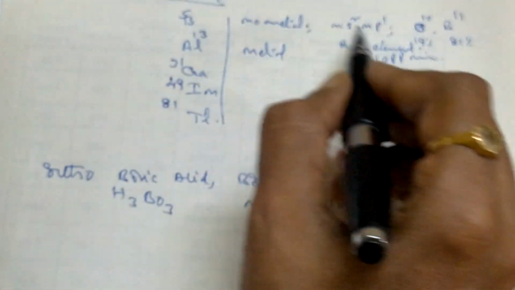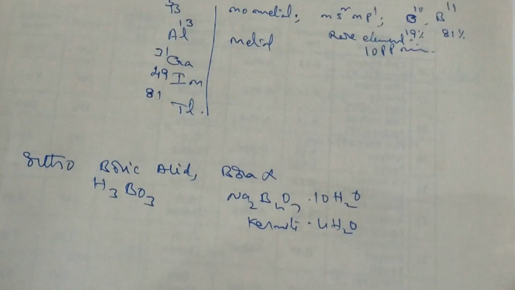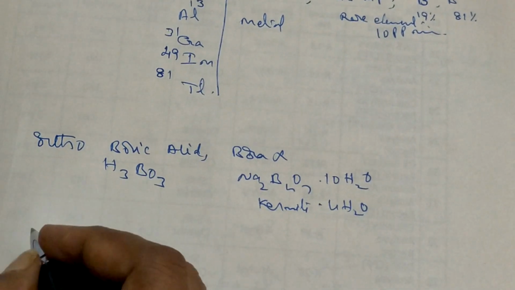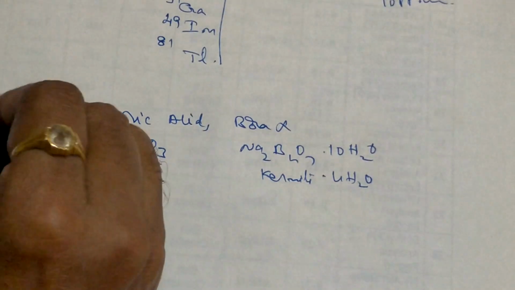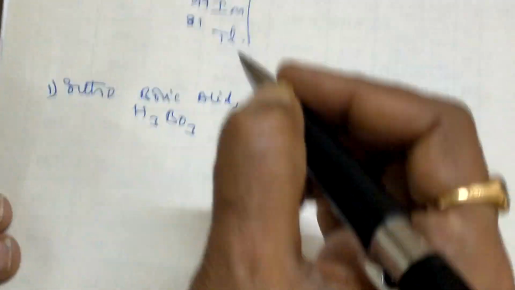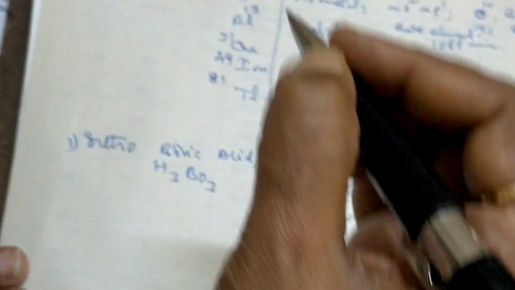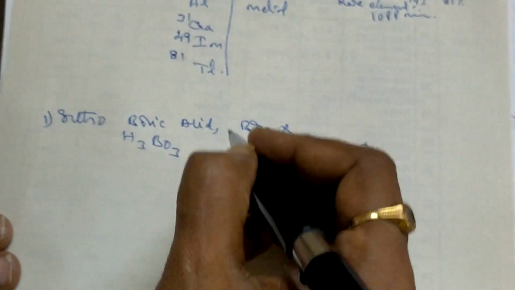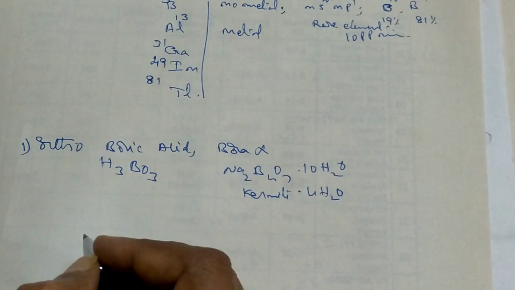So the configuration is ns2 np1. This is about the general configuration, then boron availability, then isotopes and all.